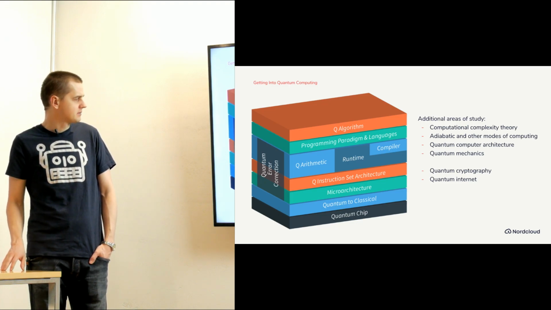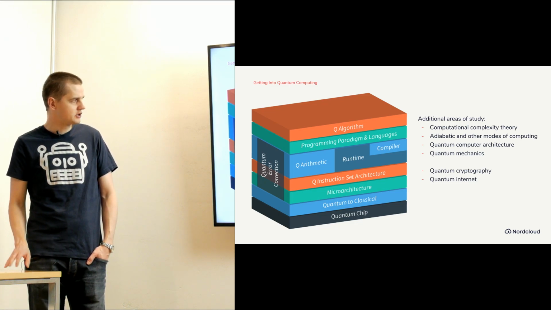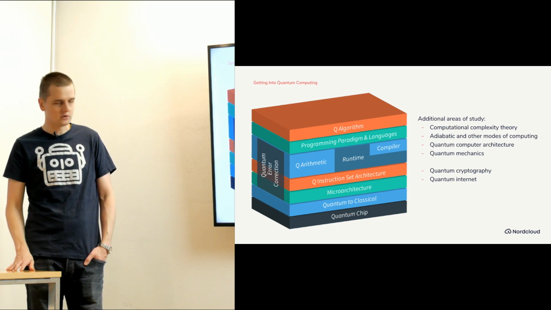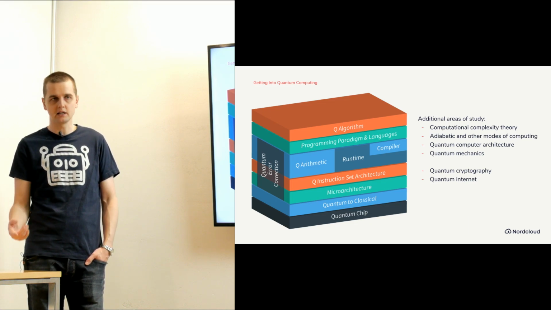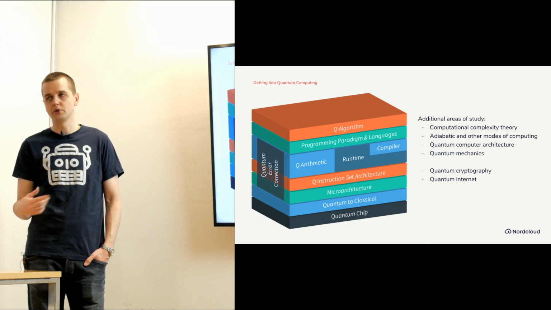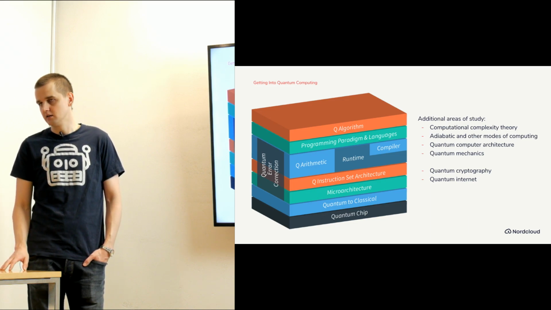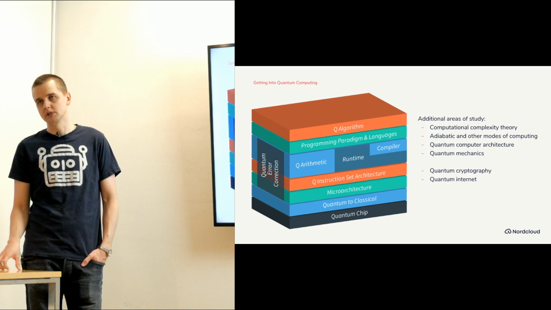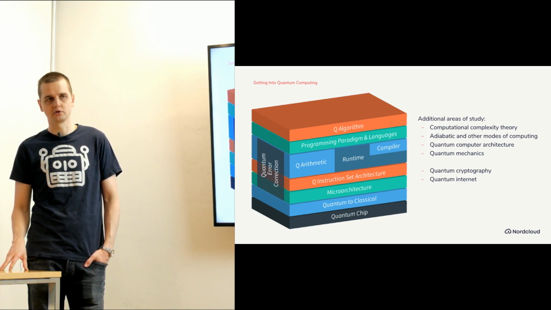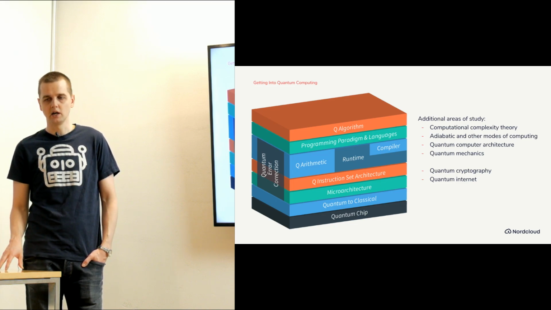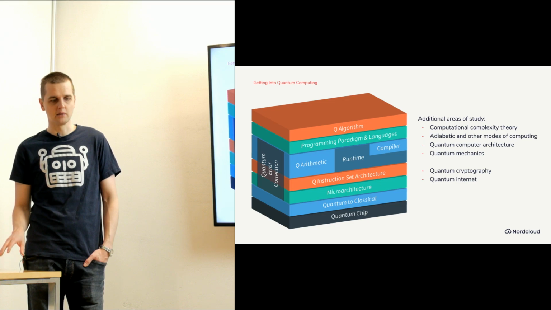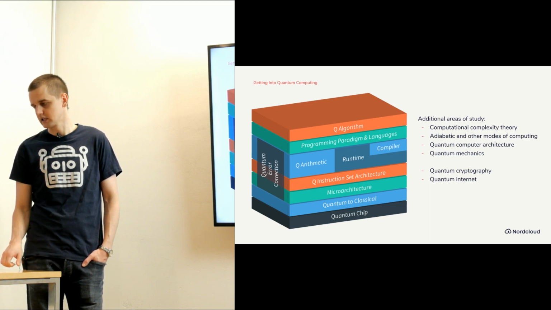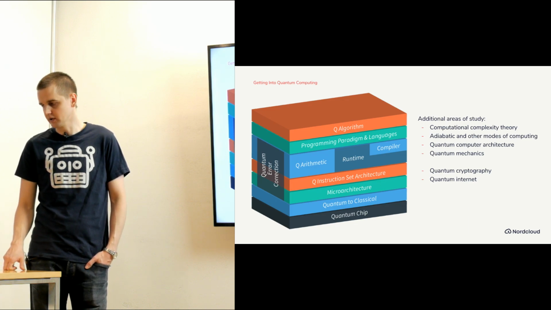And additional things beyond this architecture: learning more about quantum mechanics, understanding more about computational complexity, and then there are other modes of computing besides what you could call a generic quantum computer. The company called D-Wave that was mentioned on a previous slide is for example producing machines that use an adiabatic quantum computer model. So that's a completely new area of study.